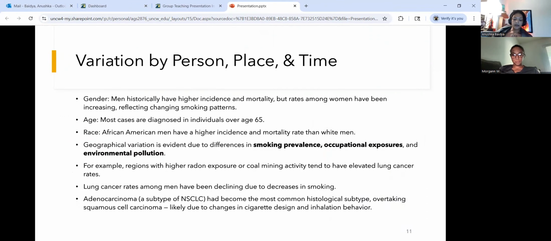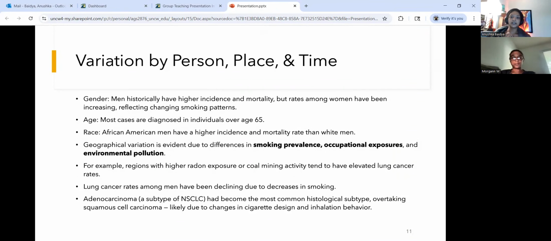Now, how this varies by person, place, and time. Men historically have had higher incidence and mortality, but rates among women have been increasing, reflecting changing smoking patterns, which is a big risk factor. Most cases are diagnosed in individuals over the age of 65, with the median age of diagnosis being around 71 years old.